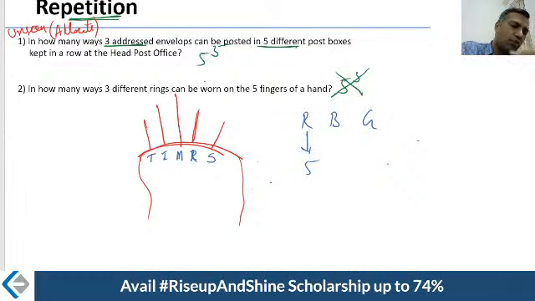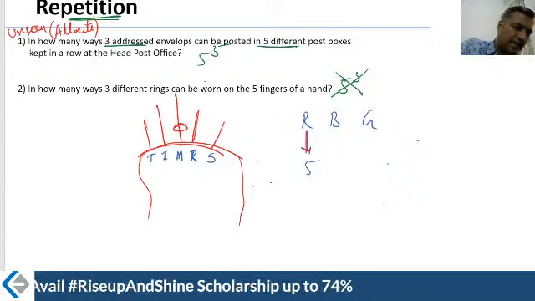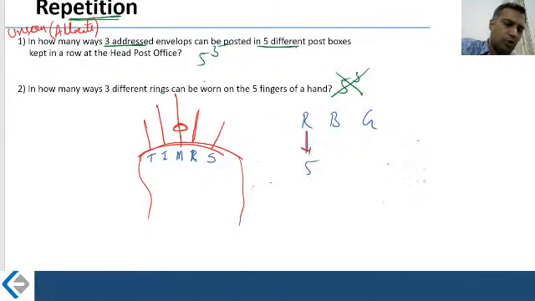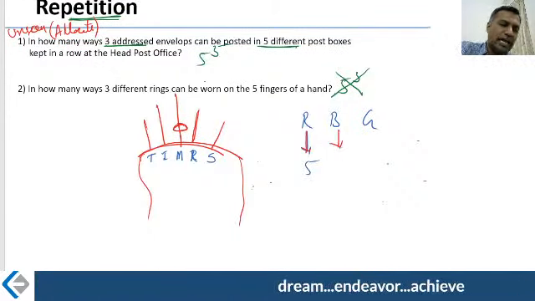Where do you keep the red one? You keep it wherever you want. So first you decided the red one. You can put it in 5 ways. Assume I kept the red ring on the middle finger. Great. What about the blue one, guys? The blue one can be worn in 6 ways.